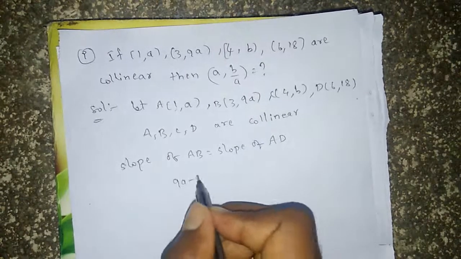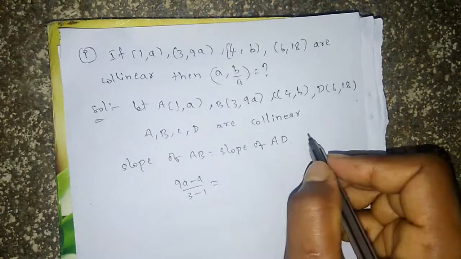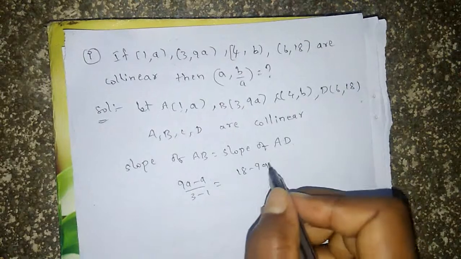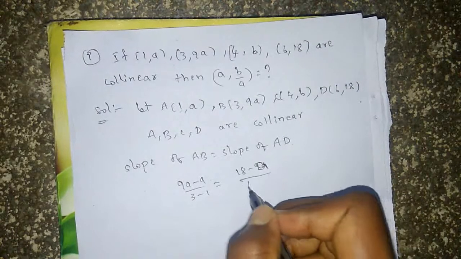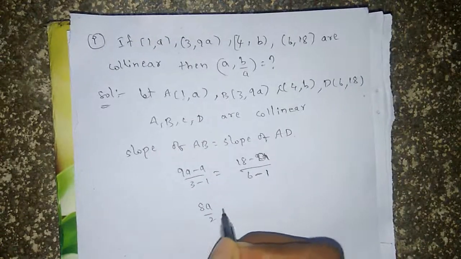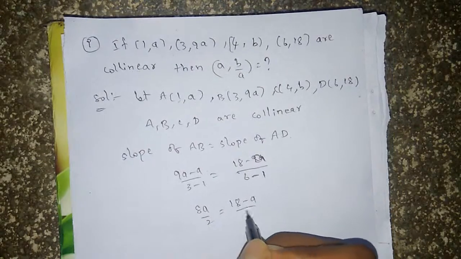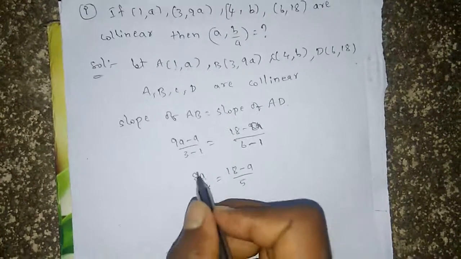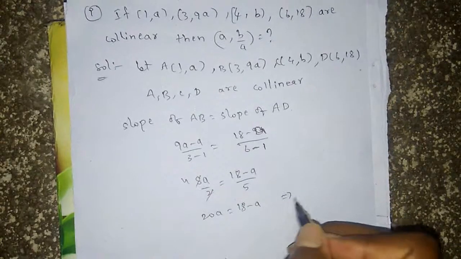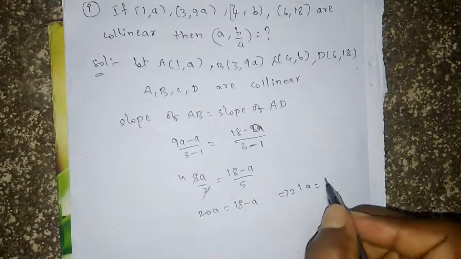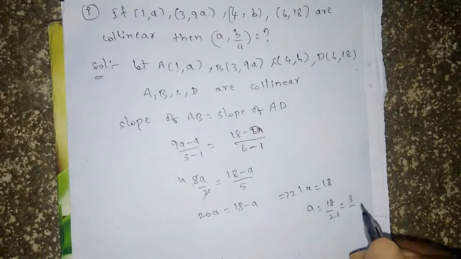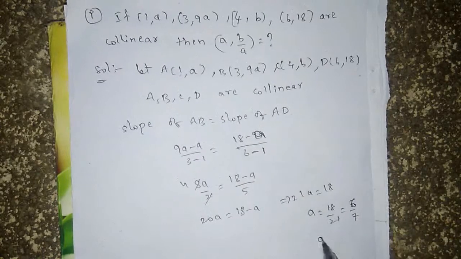that is (9a minus a) by (3 minus 1) is equal to, AD is (18 minus a) by (6 minus 1). Slope is (y2 minus y1) by (x2 minus x1). This is 8a by 2 is equal to (18 minus a) by 5. The 4s cancel. This is 20a is equal to 18 minus a. That is 21a is equal to 18. a is equal to 18 by 21. This is 6 3s are 18, 7 3s are 21. a is equal to 6 by 7.